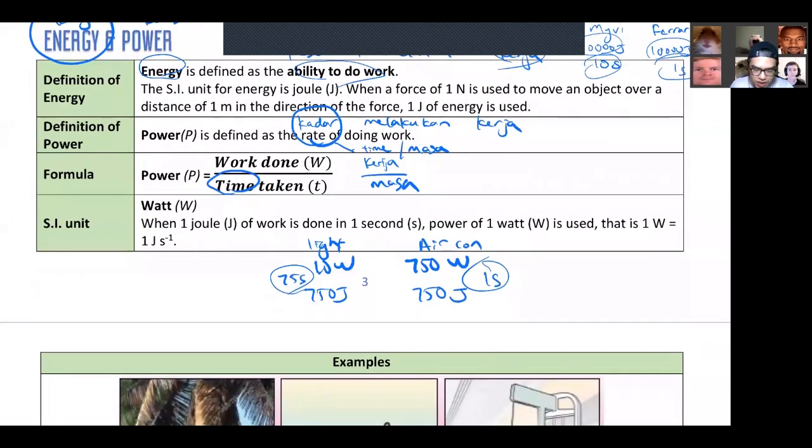Okay, so SI unit here. So what is watt? When 1 joule of work is done in 1 second, I use 1 watt. Okay, so 1 watt is 1 joule per second. Means how much energy I'm using per second. So this is the formula. Normally they will give this in exam lah. Okay, they'll give this in exam. Okay, don't forget the unit.